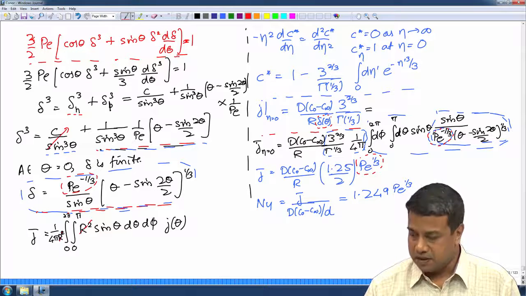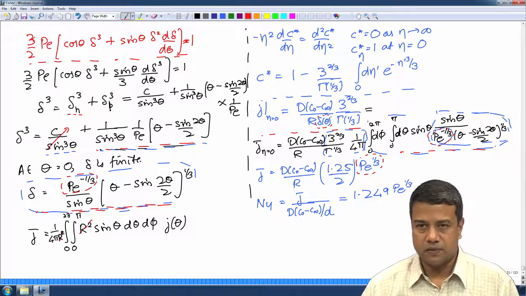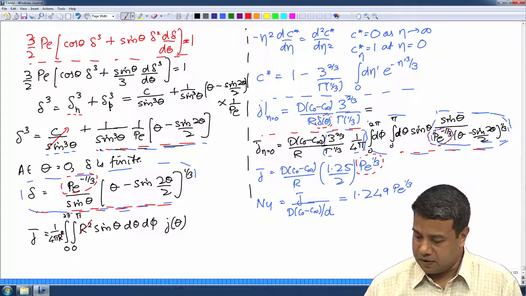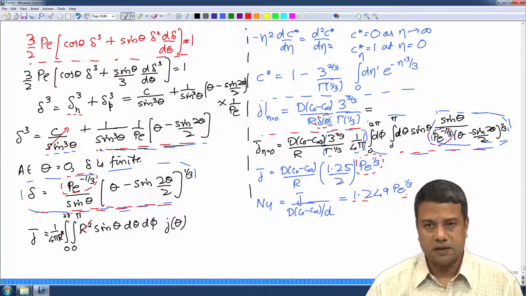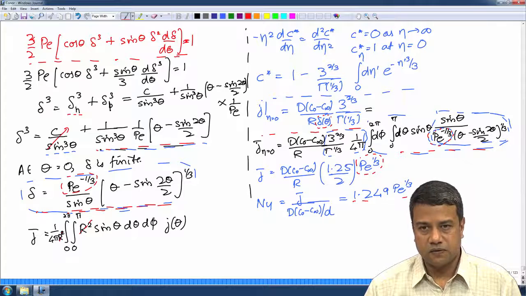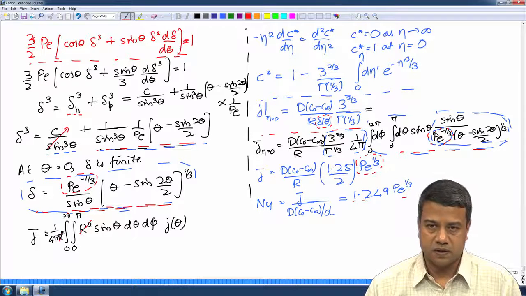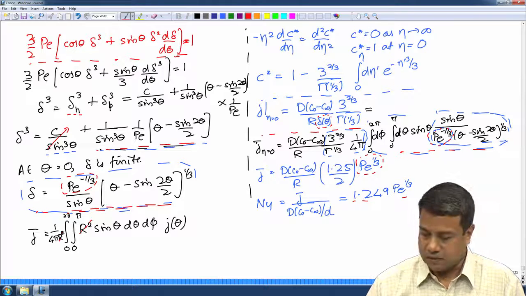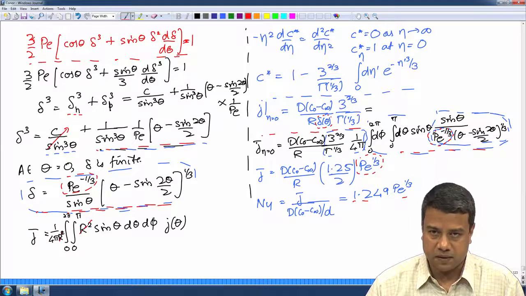Okay. This integral can be done. I will not go into the details of how it is done, but it can be done. And if you do it, you get this expression, Peclet number to the 1/3 times some constant. For any flow past any solid surface with a no slip boundary condition at the surface, the equation will always be Peclet number to the 1/3 power.